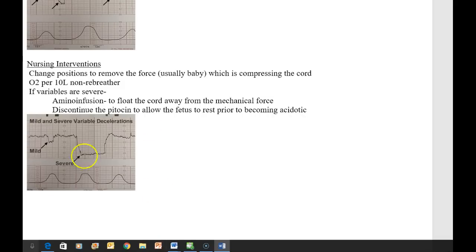But these variable decelerations, again, you guys, we can float fluid in and hopefully free the cord from the mechanical force. If there is Pitocin or oxytocin running and there are contractions, and remember, with variable deceleration there is no relationship between what the decelerations look like and the contraction pattern. But if there are contractions and there is a severe decrease in heart rate, we know our baby may be becoming acidotic, so we may want to consider turning off the Pitocin.